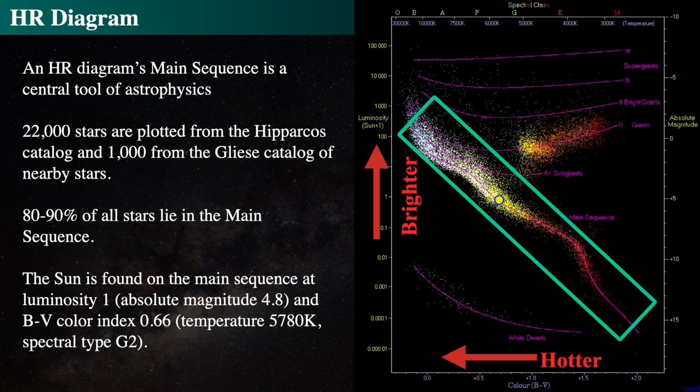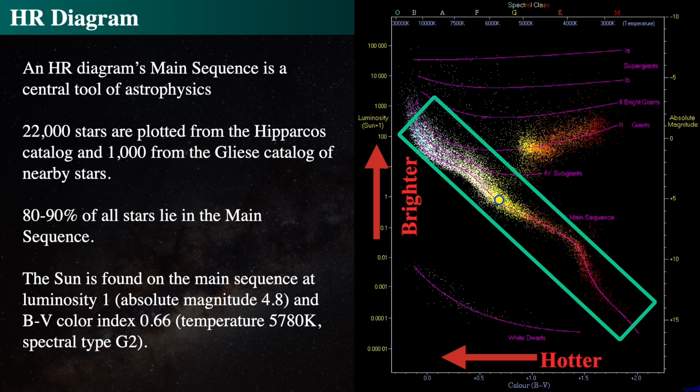a very large number of stars on this group that we'll call the main sequence. So between 80 and 90% of all the stars in the sky are found on the main sequence, and that's why it's called the main sequence of stars. And so that was originally called, and the name stuck.